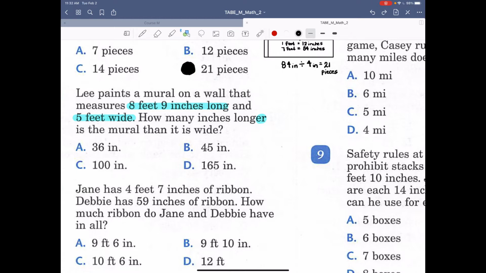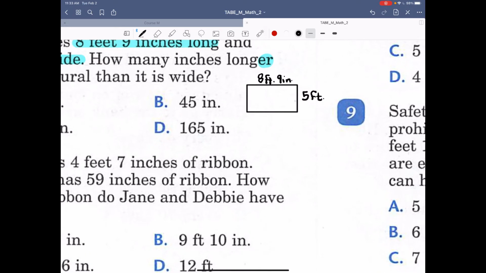My drawing is awful. And I haven't even had coffee yet. It is 8 feet 9 inches long and 5 feet wide. And longer tells me to subtract these 2 numbers. So I'm going to go ahead and do that first. You don't have to. In fact, my teachers in school taught me to do the conversion first, but I'm going to do it my way.